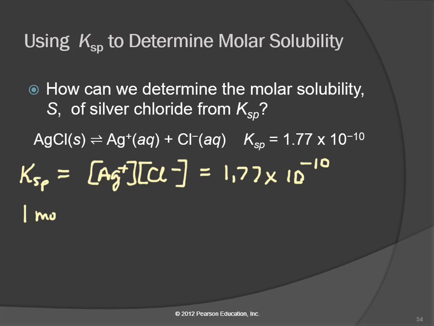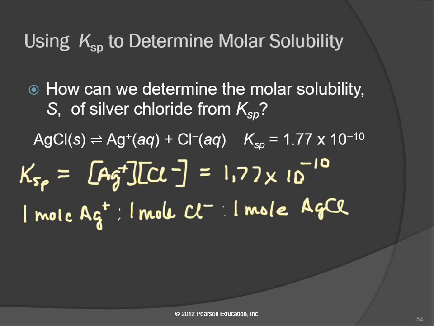There's 1 mole of silver ion to 1 mole of chloride ion to 1 mole of silver chloride, right? Those are mole ratios that we learned how to figure out. It's from the coefficients. So that tells us that the concentration of silver ion is equal to the concentration of chloride ion. These are equal.